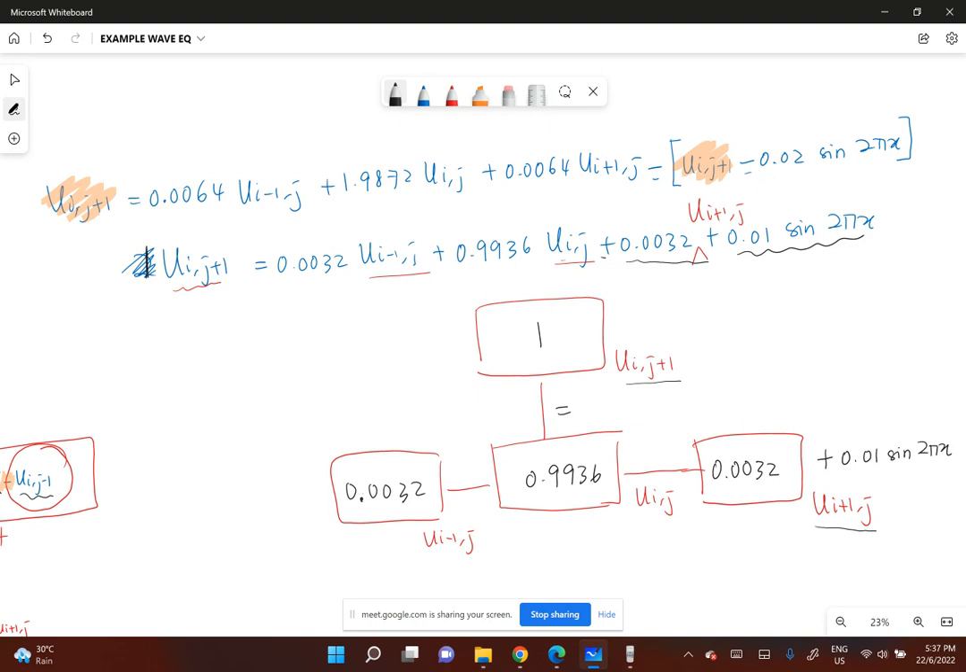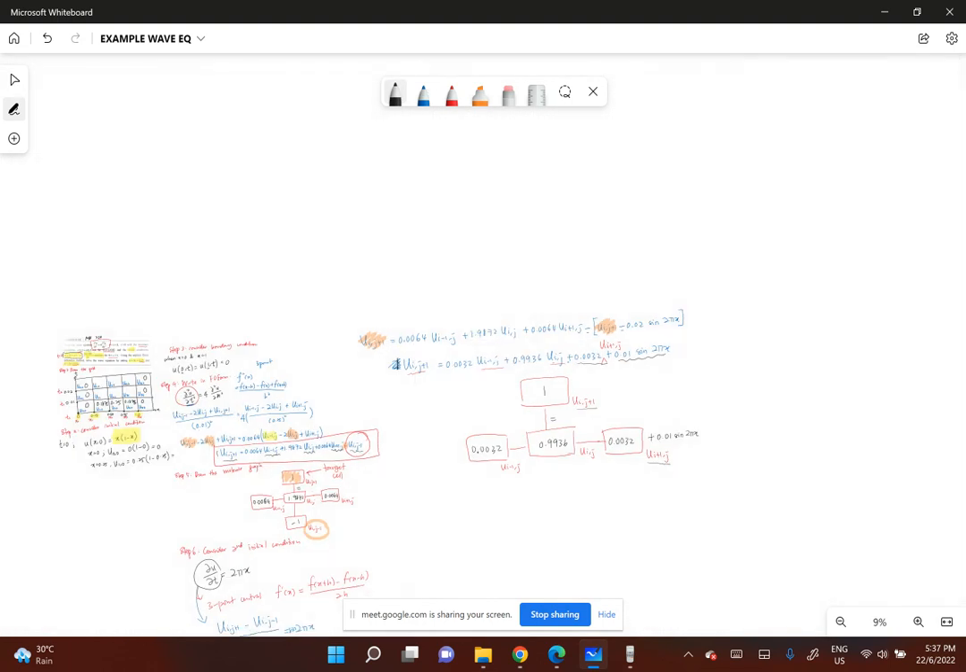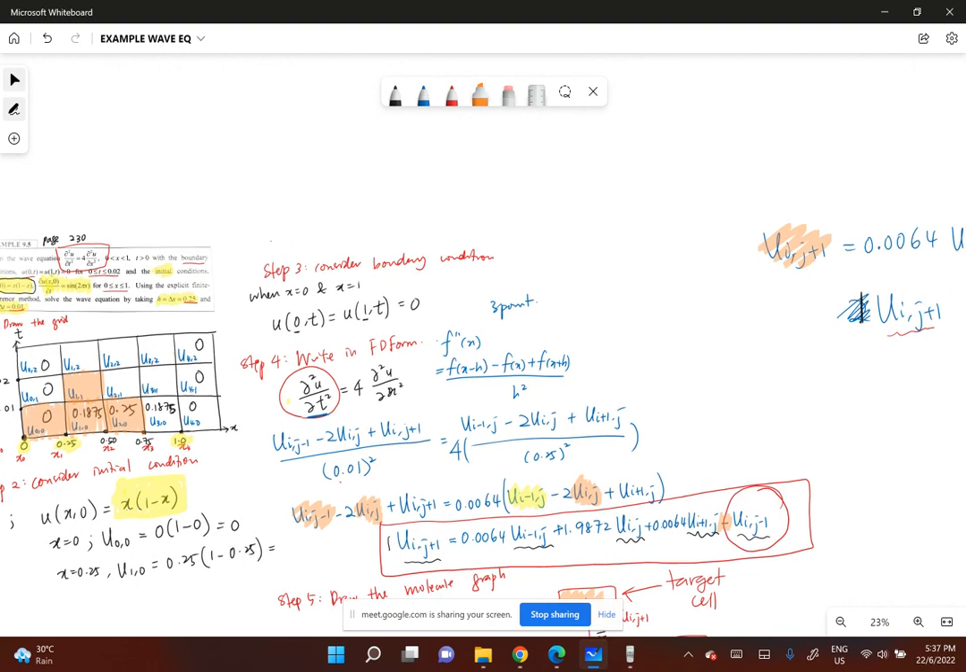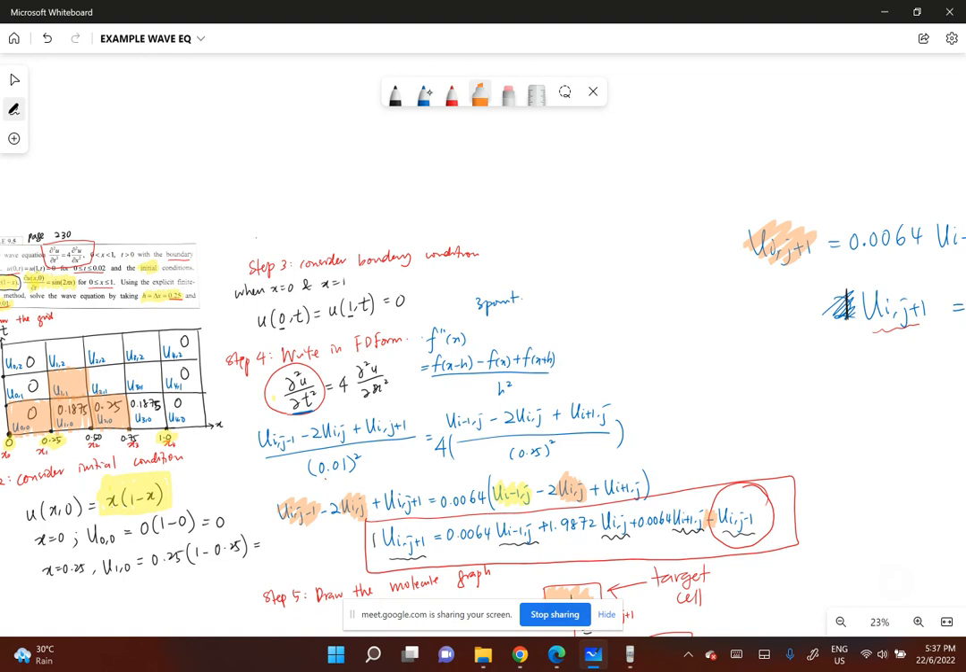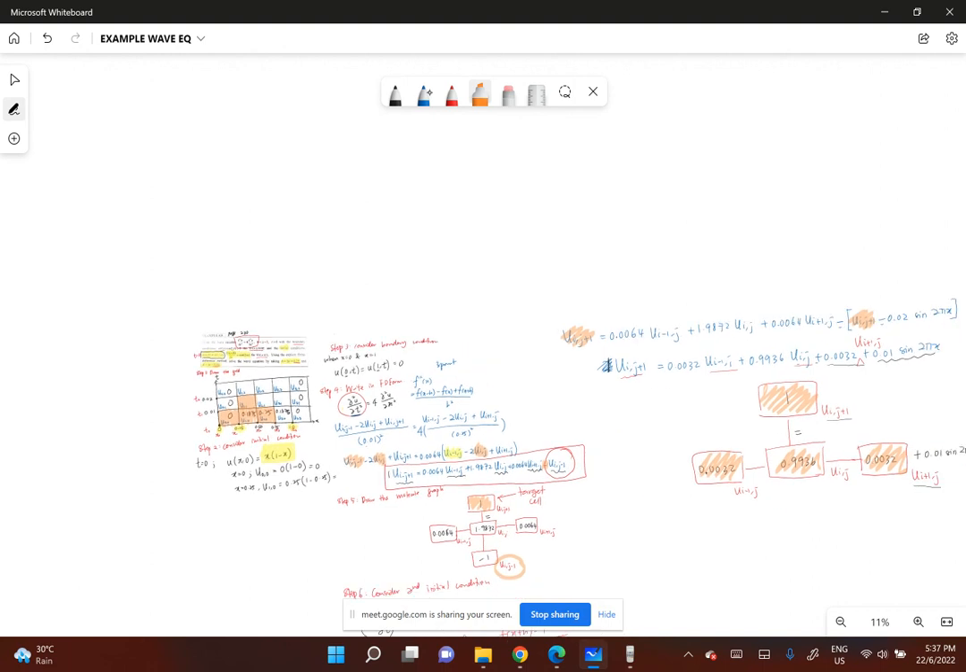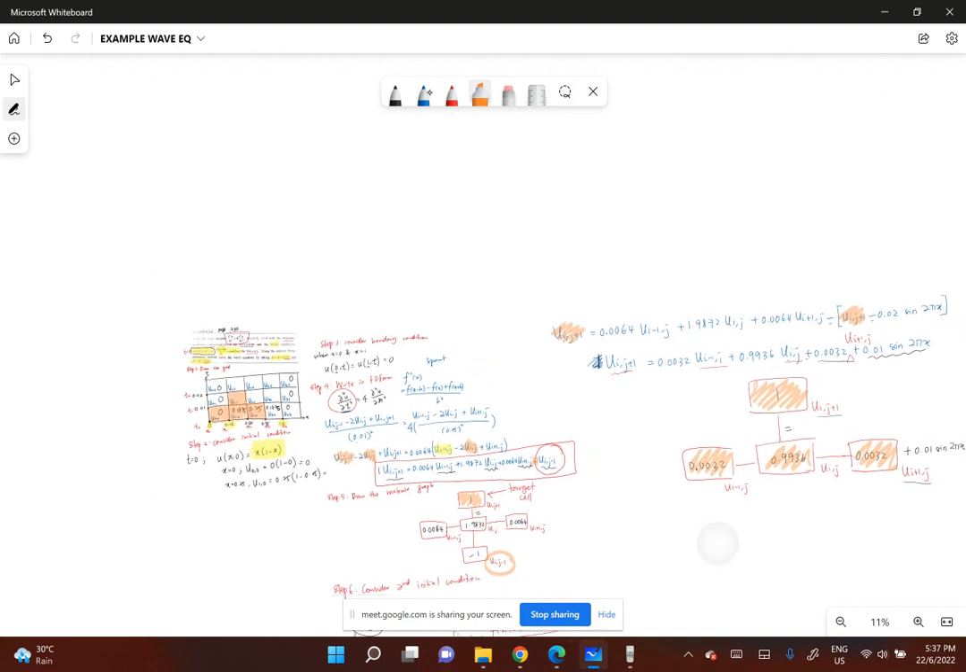Boleh ke? Now, I will use this molecule graph to put in this one. Dalam, ni kan? 1, ni 2, 3, 4, this one. So, I put this one here. This is the target cell. So, this is Ui minus 1,j, Uij, and this is Ui plus 1,j. Lepas tu kena tambah dengan yang hujung sekali yang tadi plus 0.01 sin 2 pi x. Boleh tak?